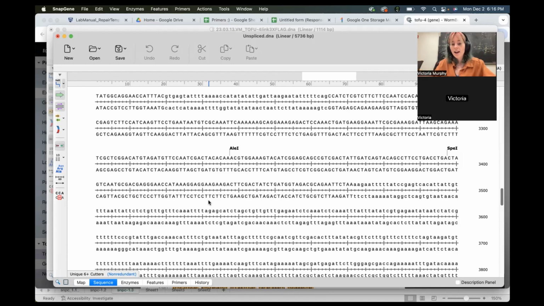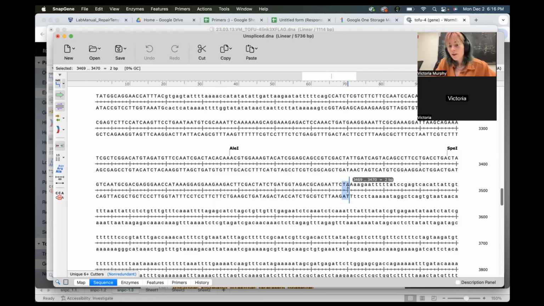So I want to add a tag in the same position as other people have added other tags, because that tells me that if they made a functional fusion protein at the C terminus, that's probably the safest place for me to put my tag.